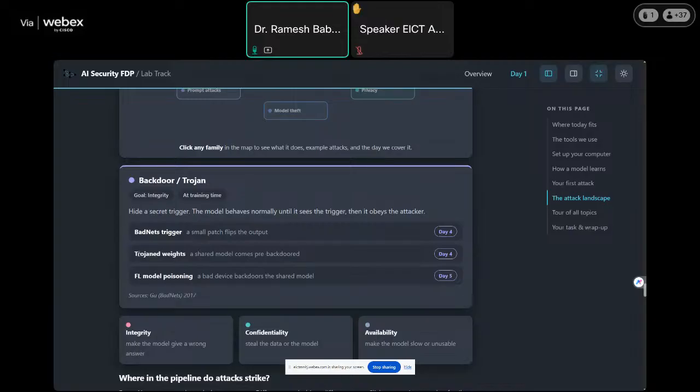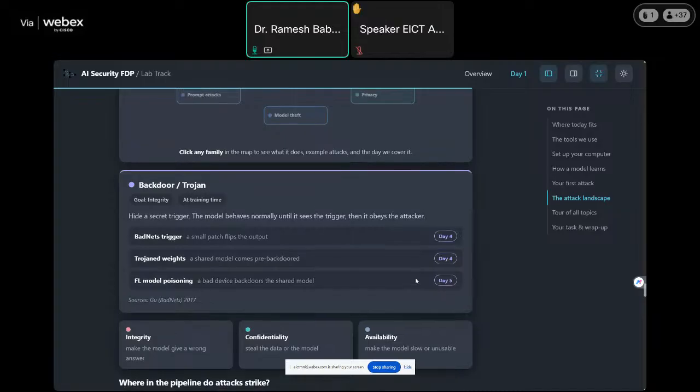Then there is Trojan weights. That is a shared model, but what you are going to do is corrupt its weights. Then finally we have FL model poisoning. FL is a very prominent distributed training approach. There you manipulate the gradients which are transferred to the central server. Because of that, a single client can corrupt the entire global model that is situated on the server. That is something we will discuss on day 5.